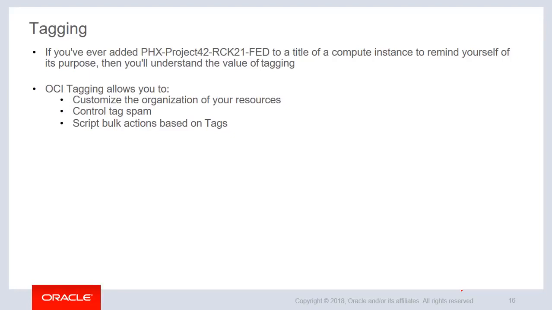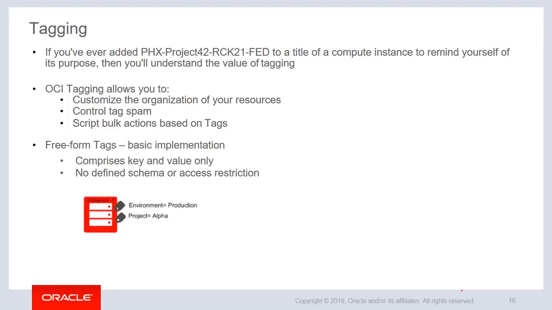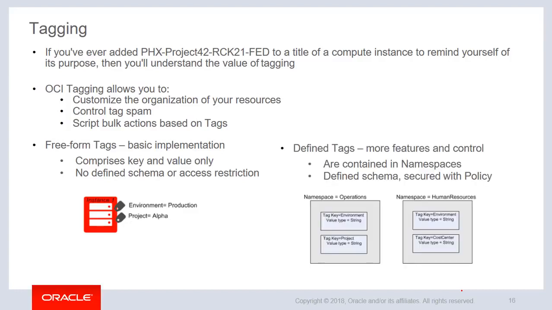One is called free-form tags. This is what you see with every cloud provider. You have a key and you can provide a value. There is no defined schema or access restriction. OCI has this unique capability called defined tags. Now the defined tags are contained in a namespace and they are secured with policy.